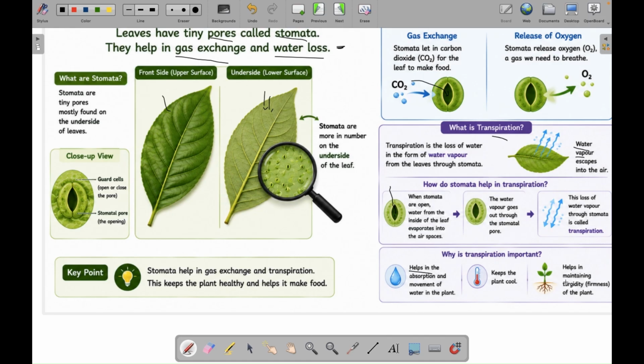It also helps in maintaining the turgidity, or the firmness, of plants. Why so? Because if the flow of water is continuous from the roots to the leaves and then to the atmosphere, this continuous flow of water ensures that the stem remains firm and is not weakened or does not fall.